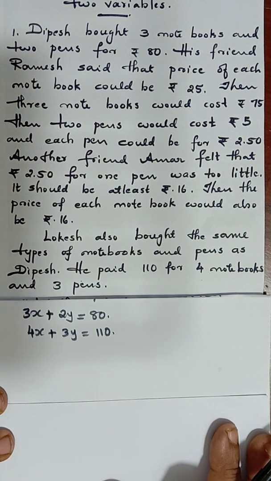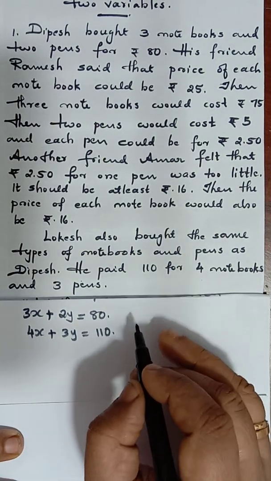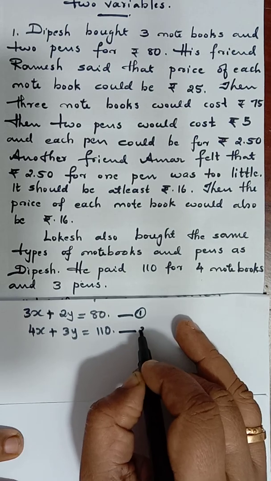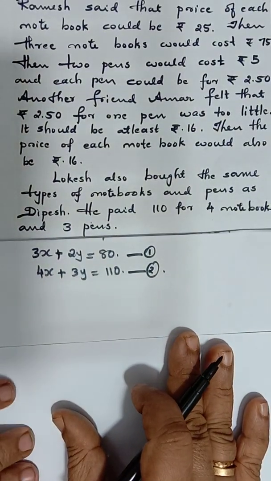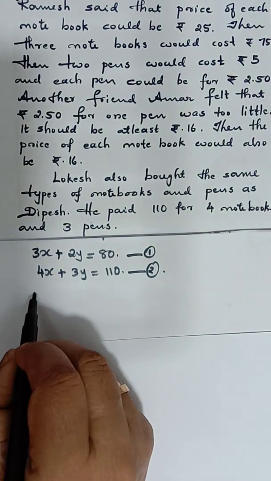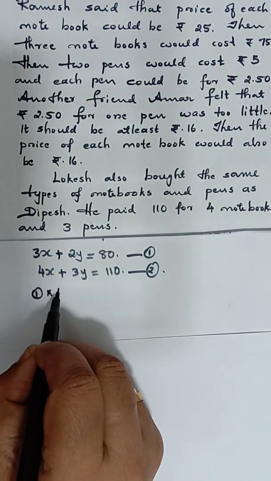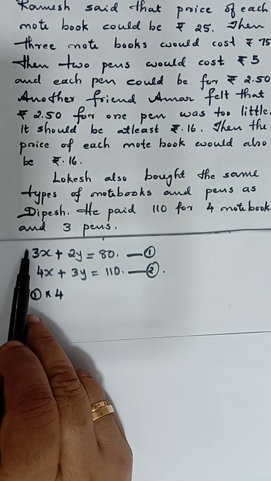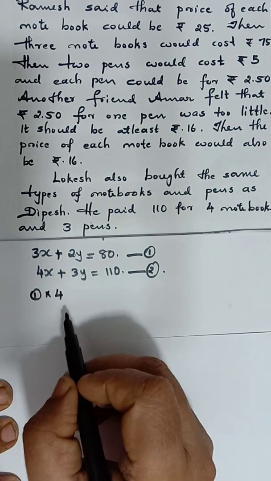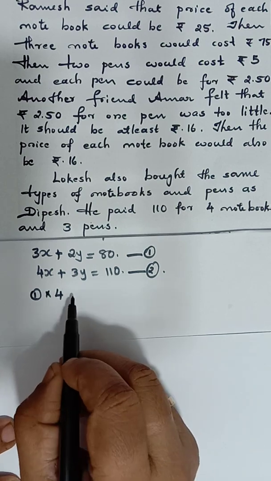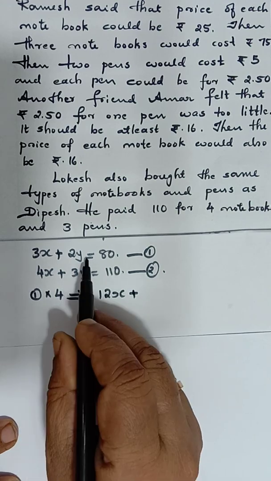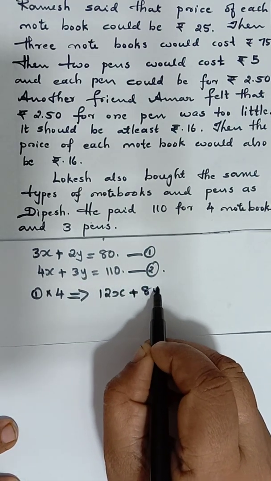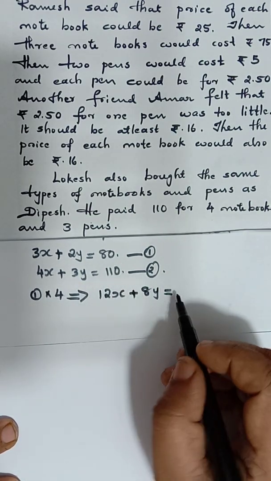How do we solve? Any method you can use. I think we can use elimination. All these calculations should be quick enough in order to complete the questions. Here we have to multiply the first equation by 4, and 3 will be used for the second equation. First equation into 4 means 4 threes are 12x plus 4 into 2 is 8y equal to 4 into 80.